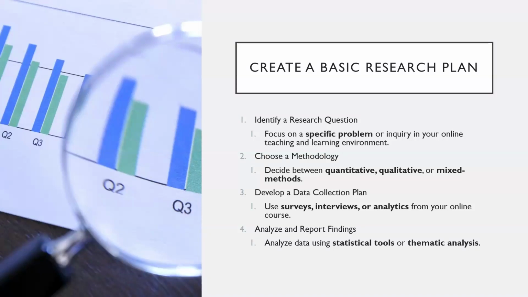The next slide is, let's talk about just creating a basic research plan. Now that we have an understanding of the methodologies and ethical considerations, how do I go about creating a SOTL plan? So the first step is to identify a research question, and you really want to focus on a specific problem because, again, this drives your entire study and the entire design. You'll choose a methodology, one of the major three, and develop a data collection plan, whether you're doing surveys, interviews, or analytics of, in this case, your online course. And then lastly, you'll analyze that data using statistical tools or thematic analysis.